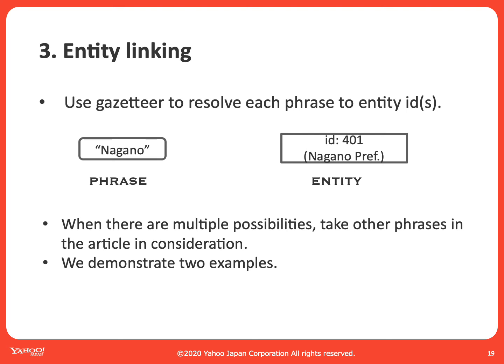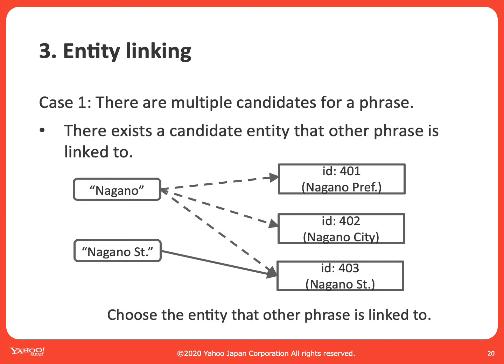We show 2 example cases. Case 1. When there are multiple candidates for a phrase Nagano, such as Nagano Prefecture, Nagano City, and Nagano Station. Here we assume the other phrase, Nagano Station, is already linked to entity ID 403. In this case, we choose the entity that the other phrase is already linked to.